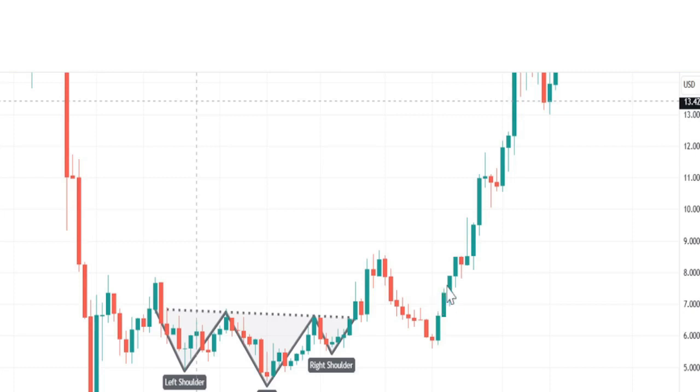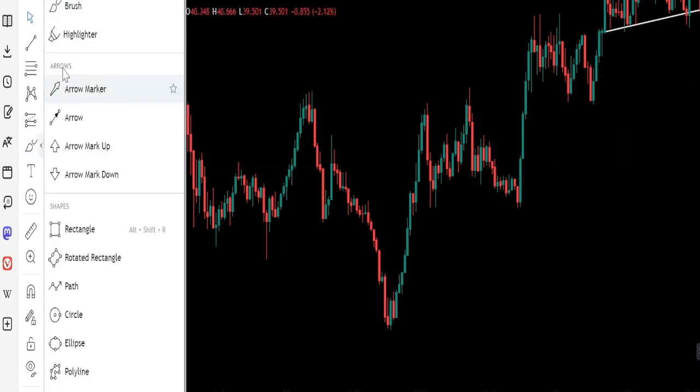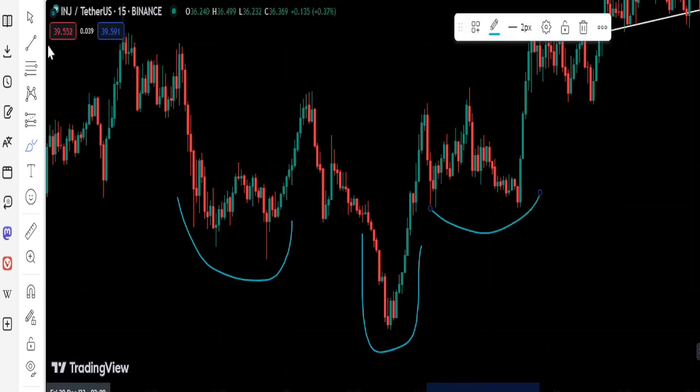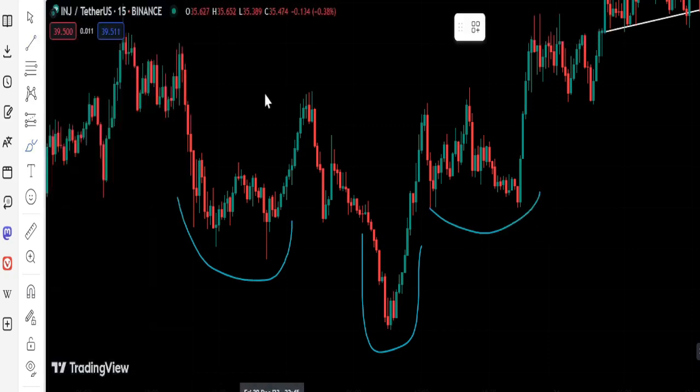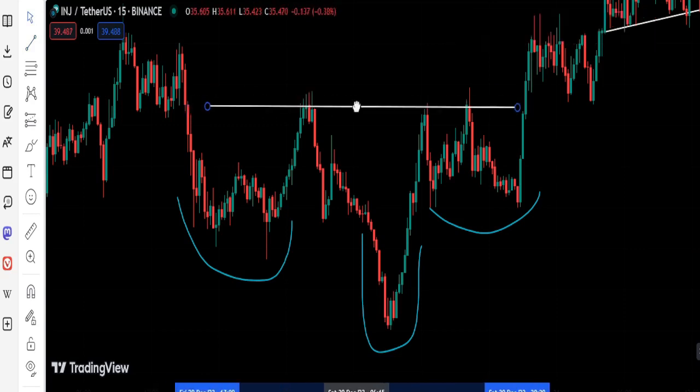So let's do a recap of the head and shoulders. But before we do a recap, let's see an example of a typical head and shoulders pattern. Once again, we are looking at the inverse head and shoulders pattern. So if we consider this as our head, then these are our shoulders, right? Now again, this pattern is only completed once there is a breakout of this neckline.